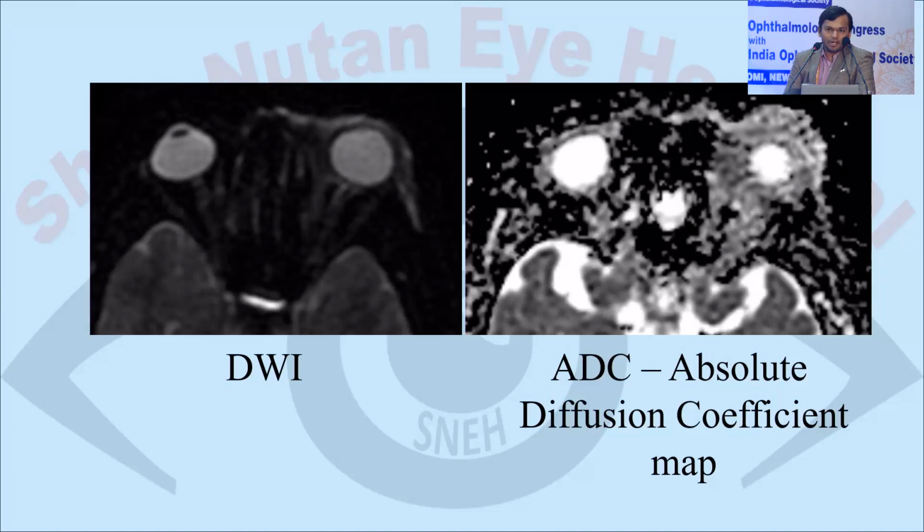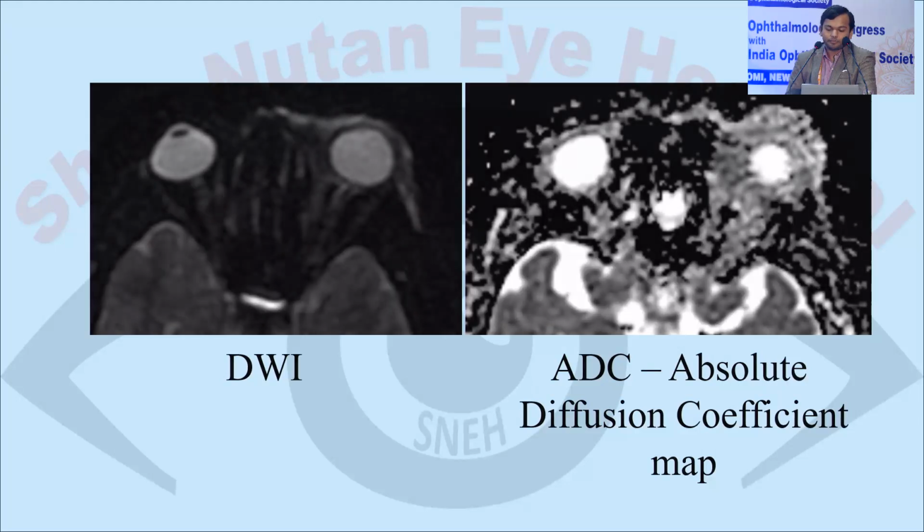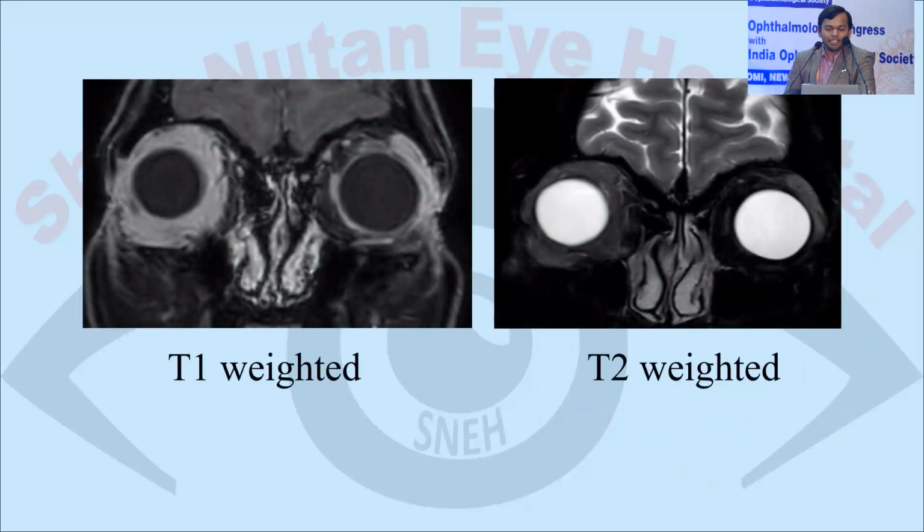In this case, it turned out to be an orbital lymphoma. But even benign lymphoid hyperplasia or a low-grade orbital lymphoma like mantle zone lymphoma could present in this way. And such findings warrant an immediate orbital biopsy, incision biopsy.